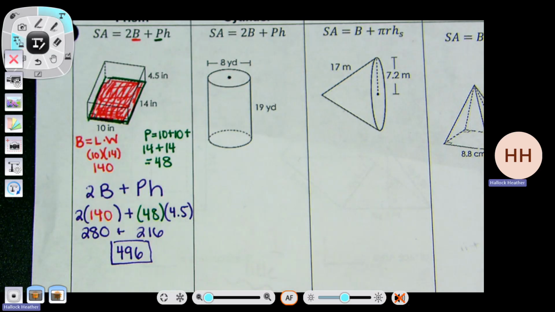So find big B, length times width of the face. Find the perimeter of the face. And you're going to plug in B and P to 2B plus Ph. Sounds great. So much fun with it.